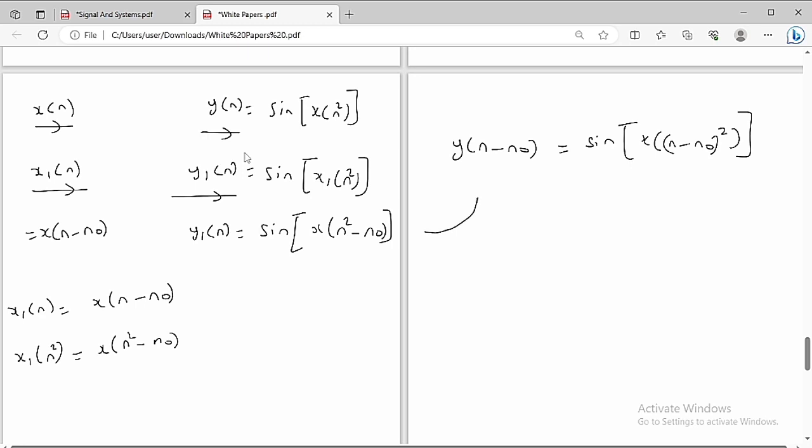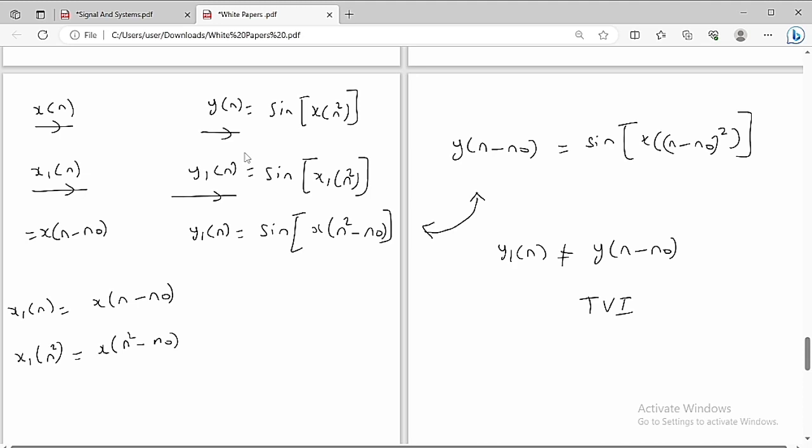So if you see these two things, they are different, they are not the same. So y1 of n is not equal to y of n minus n0. So this is a time varying system. If they are equal, we can say it is a time invariant system. Invariant system means that if the input is delayed by some amount of time, the output should also be delayed by the same amount of time. Then only we can say the given system is a time invariant system.